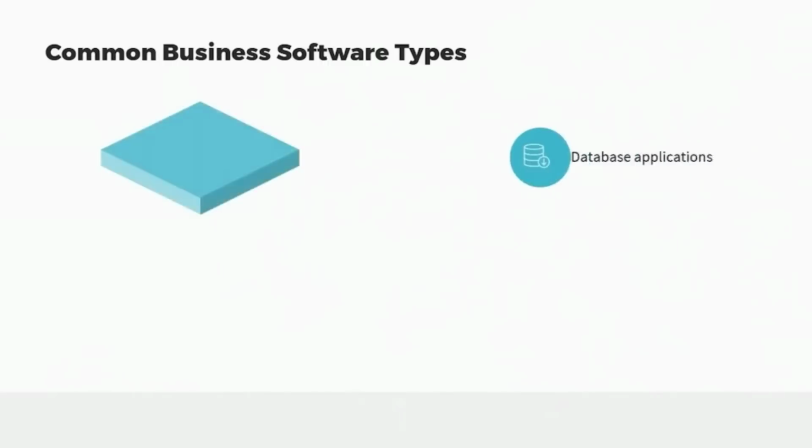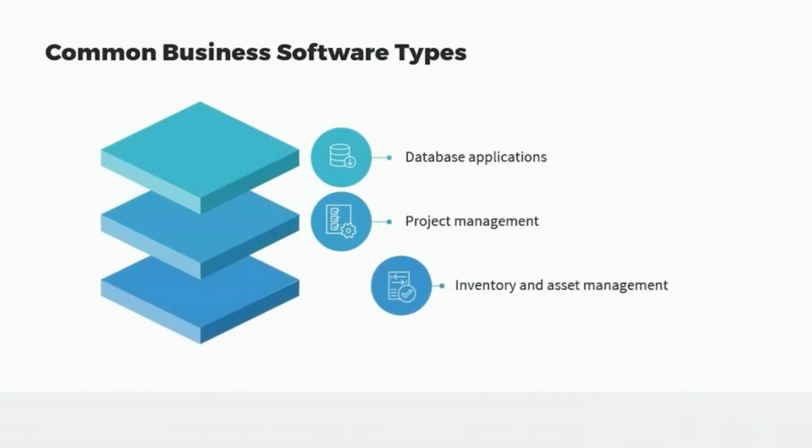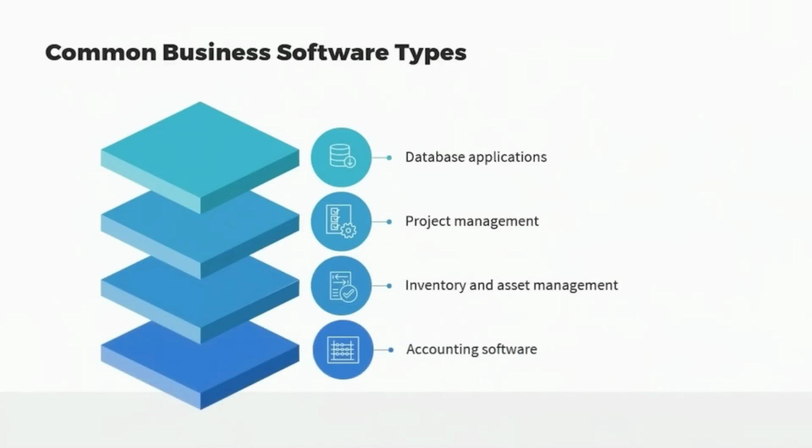Toward that end, common examples of business software types include database applications, project management, inventory and asset management, and perhaps most commonly, some kind of accounting software. Now, just a quick note about database applications. There can be many varieties and types of databases, but at their core, databases all have one thing in common. They all store collections of records.